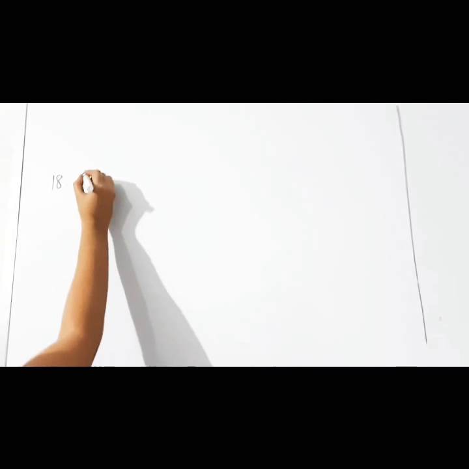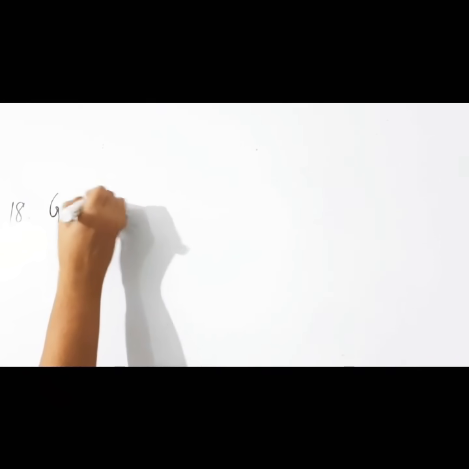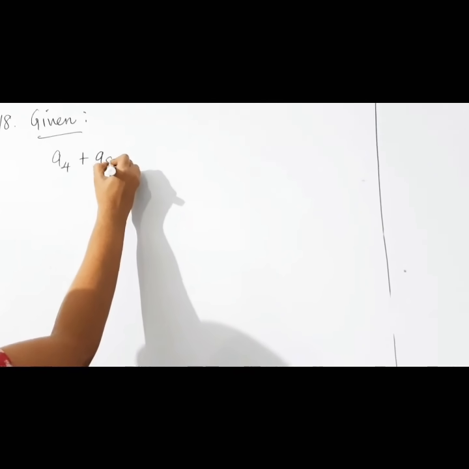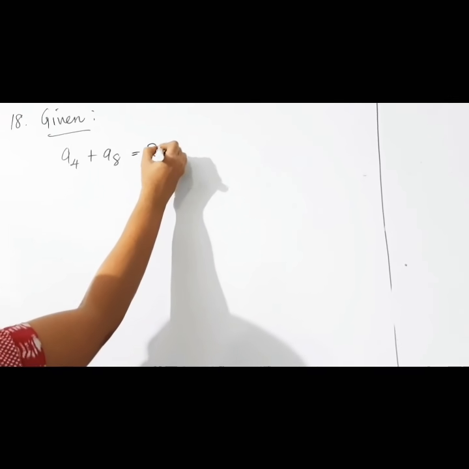Question number 18. Now turn your content book to page number 107. Read question number 18. The sum of the 4th and 8th terms of an AP is 24. So what is given first? A4 plus A8 is equal to 24.